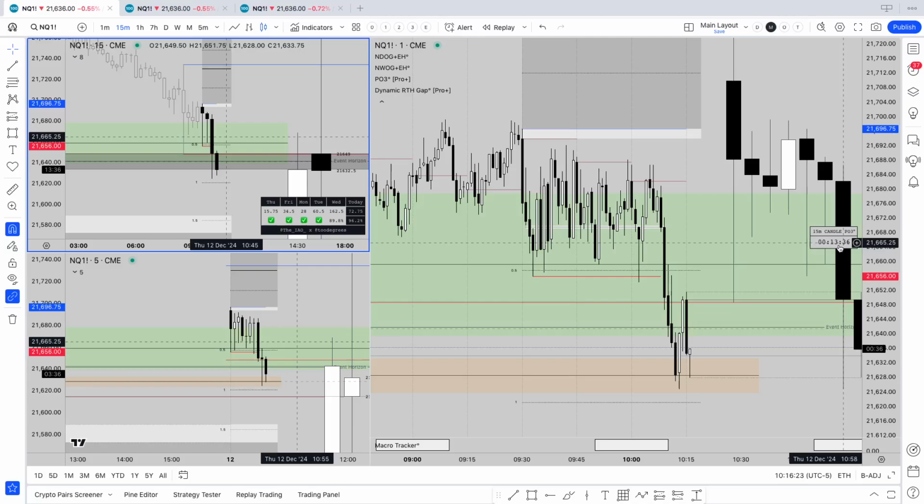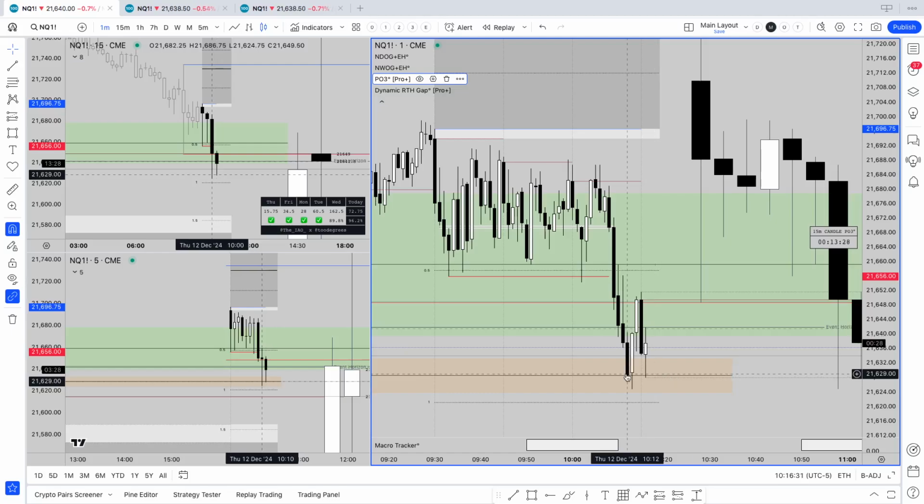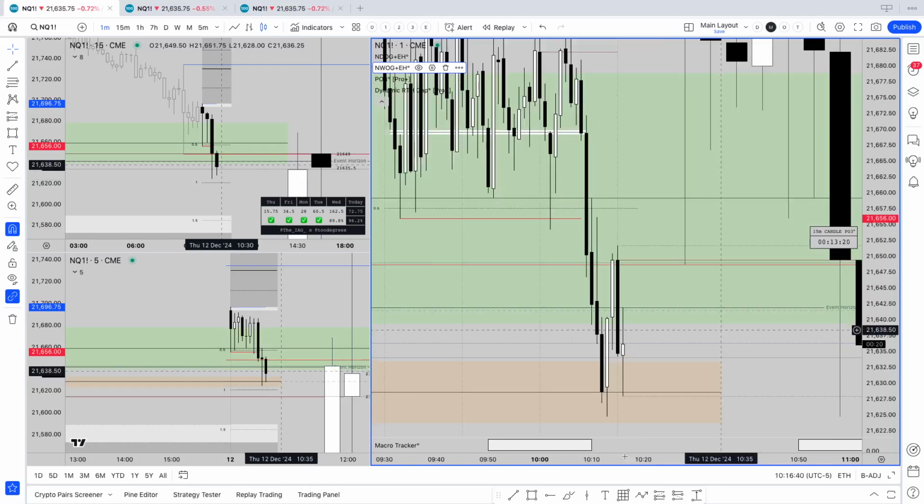So that was a beautiful reaction here. First presentation. This could be a reaction block here if we are going to move higher. Do you see here?